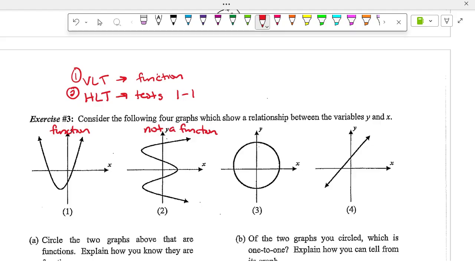What about the circle? Do you think it would pass either of them? No. Not even going to pass the vertical. So it's not a function. Now you can write an equation of a circle, it's just not considered a function. What about the last one? It's a linear graph. If I run my arm along it, it passes vertical. Run my arm horizontally, passes horizontal. So this one is a one-to-one function.